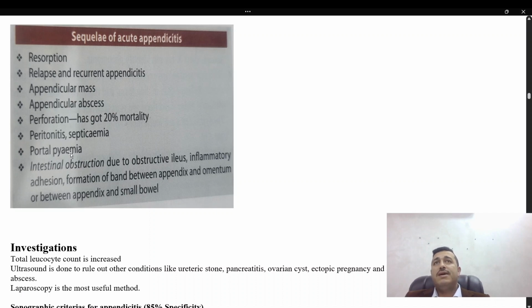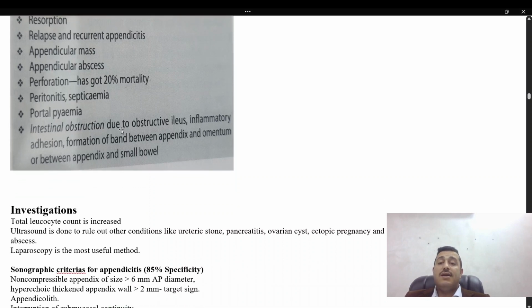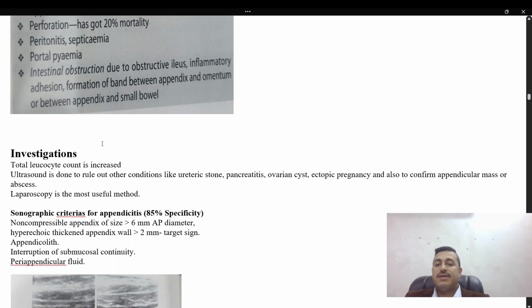Portal pyaemia: it's when the infection spreads with the venous drainage to the portal vein and gets to the liver, and we will have multiple liver abscesses if not treated. Intestinal obstruction due to obstructive ileus and inflammatory adhesion can also present.